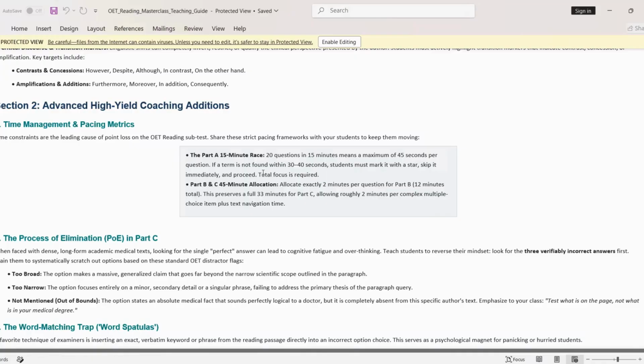So if we are unable to find any answer within 30 to 40 seconds, we should skip it and proceed to the next one. Our total focus is required here.